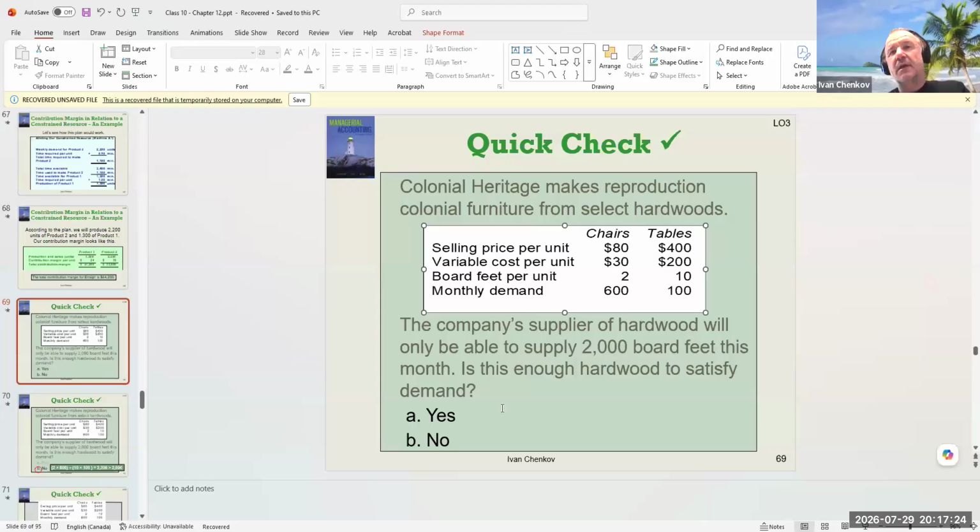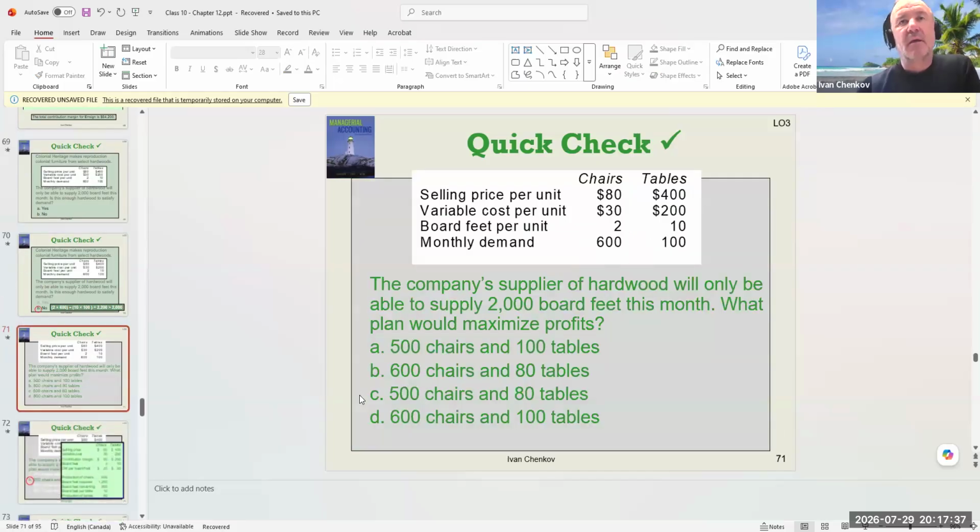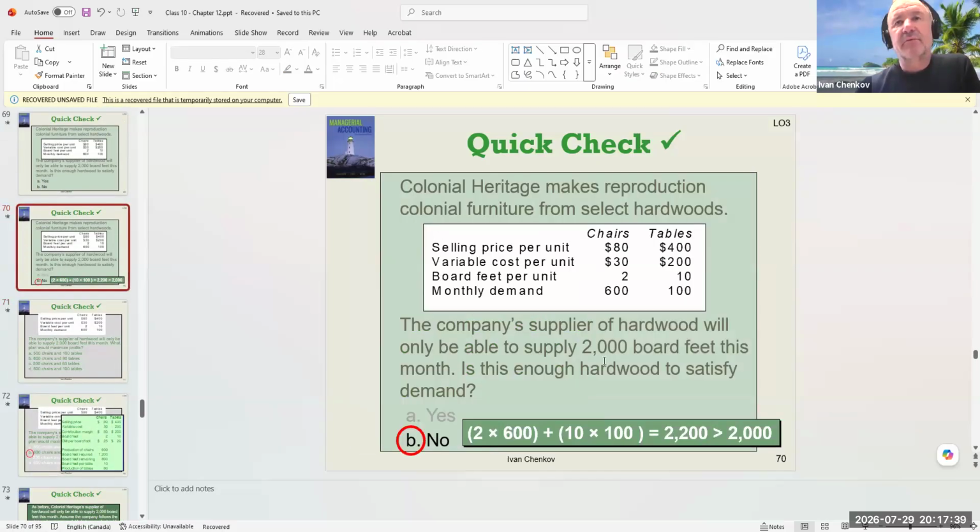So let's see this idea on the slides. The first question is, do we have enough resource units to satisfy demand in terms of the board feet? The answer is no. We're short, and we're short by 200 board feet.